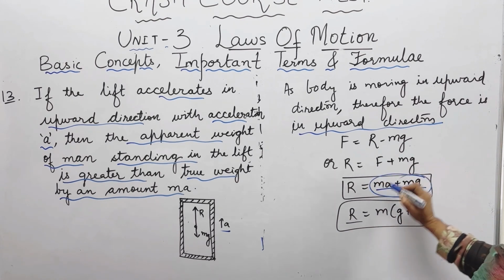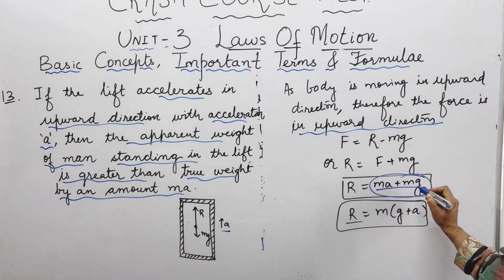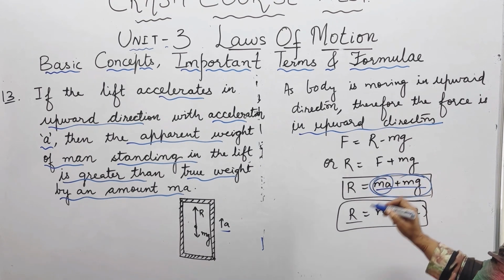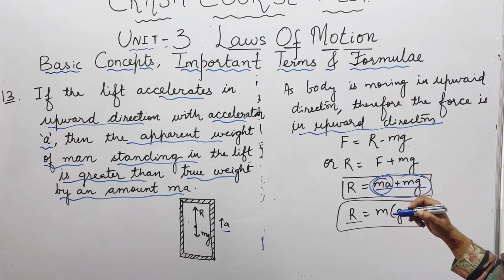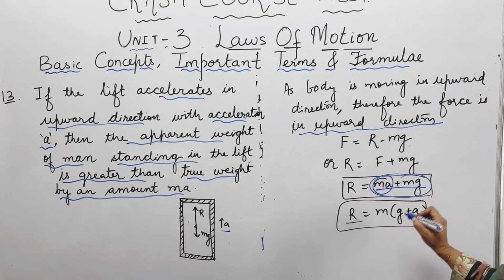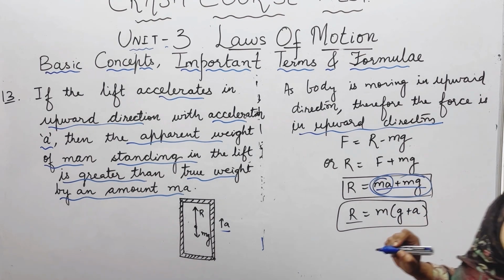So here we can see that true weight is mg and acceleration is a. So plus ma is being added when the body is moving in the upward direction in the lift, and the acceleration acting on the body will be g plus a.